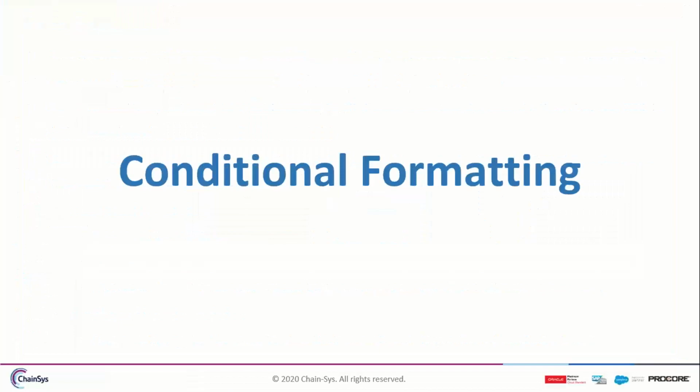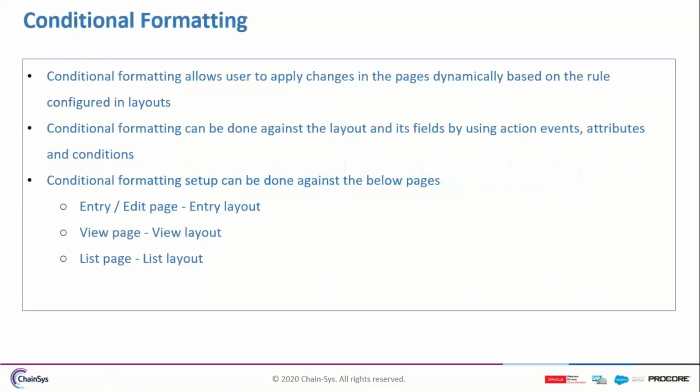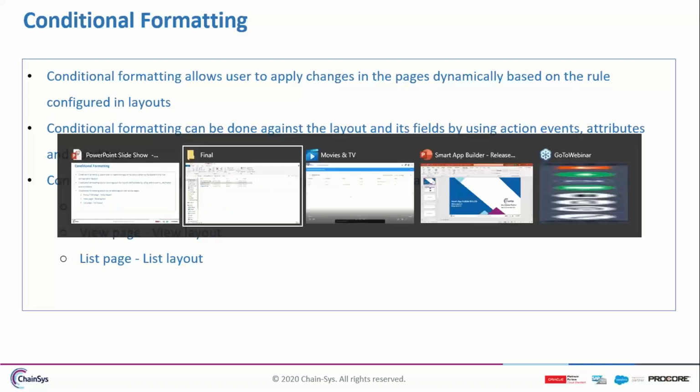Next, we will look into conditional formatting. Conditional formatting allows users to apply changes in the page dynamically based on the rules configured in the layout. Conditional formatting can be done against the layout and its field by using action, events, attributes, and condition. Conditional formatting setup can be done against the below pages, that is entry or edit page, which is known as entry layout, view page known as view layout, and list page known as list layout. So now we'll look into the configuration.